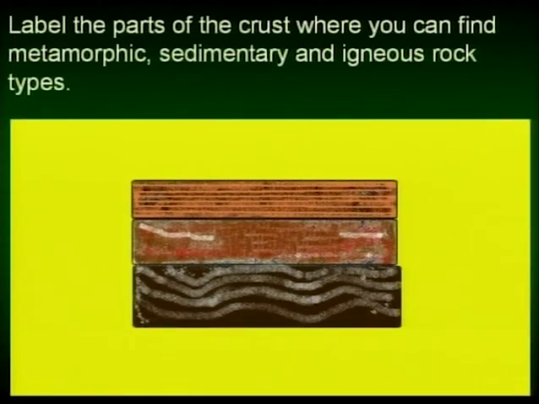After you have discussed that and written that down, you get to draw that. Can you see that on your screen? Right, you draw that up. That is all part of the crust, different layers of the crust itself. Now you label the parts of the crust where you can find metamorphic or sedimentary and igneous rock types.